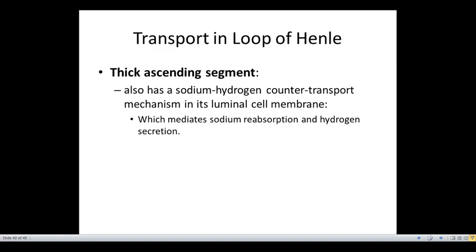The thick ascending segment also has a sodium hydrogen counter transport mechanism in its luminal cell membrane, which mediates sodium reabsorption and hydrogen secretion.